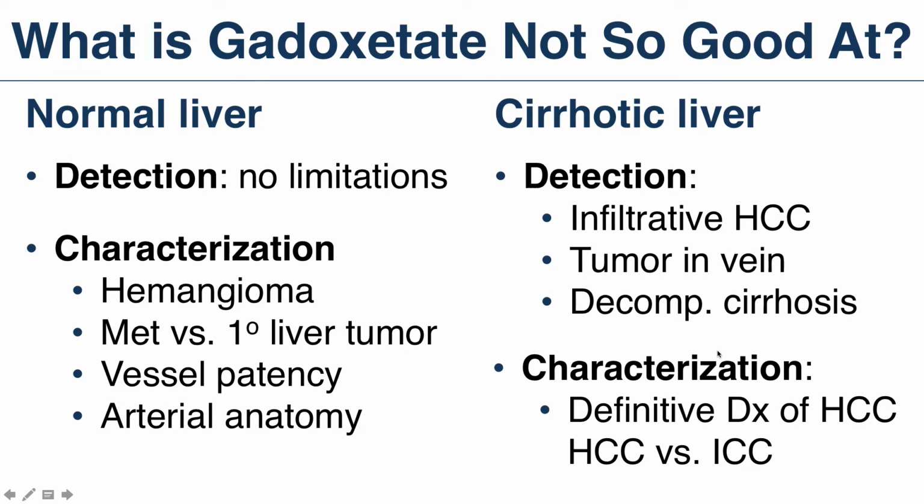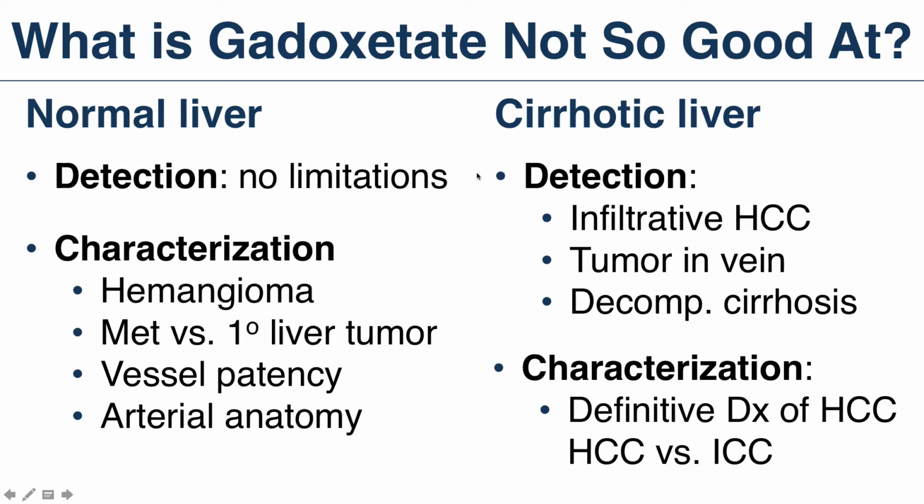Okay, so what is Gadoxetate not so good at? In the normal liver, no limitations for detection. But in the normal liver, not so good at hemangioma, and not so good at differentiating metastases from primary liver tumors. In the cirrhotic liver, terrible for infiltrative HCC, not so good for tumor in vein, not good for decompensated cirrhosis, not good at differentiating HCC from cholangiocarcinoma.